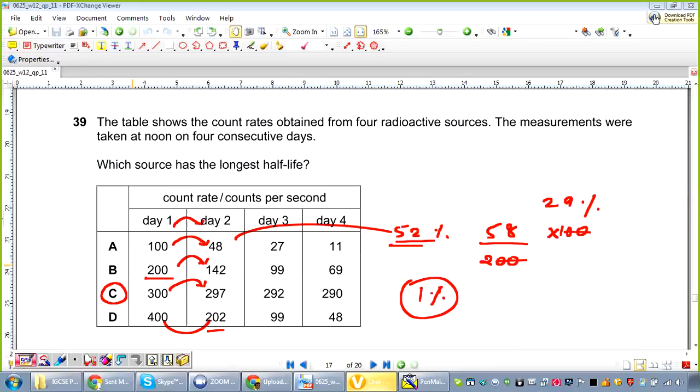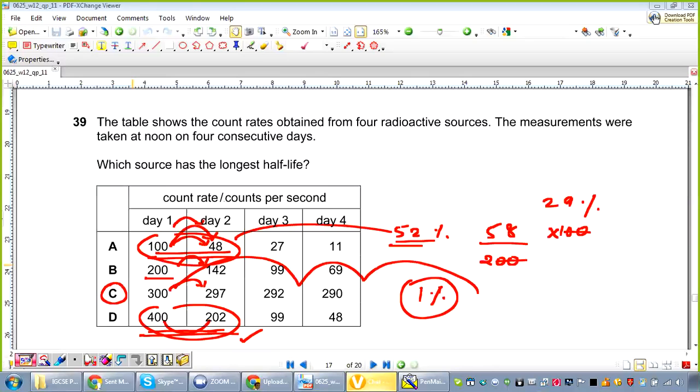The reason is that here it is quickly becoming half, so it means it has a short half-life. These both have almost the same half-life because you can see here the percentage change is almost 50%. Here, of course, it's less than 50% because it's not becoming less than 200. So wherever the change is minimum, that is going to have the longest half-life, because it's going to take more time to become half.